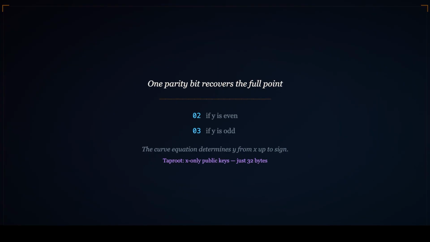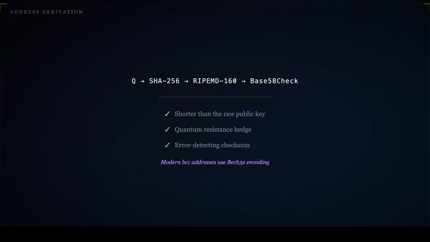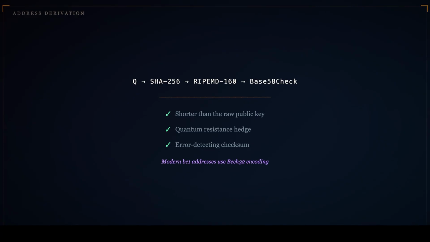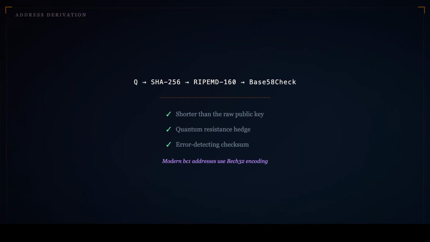A Bitcoin address is derived from a public key through a chain of hash functions. First SHA-256, then RIPEMD-160, then Base58Check encoding. This double hashing provides three benefits: a shorter output than the raw public key, a quantum resistance hedge even if someone could solve the discrete logarithm problem, and an error-detecting checksum. Modern addresses starting with bc1 use Bech32 encoding, but the principle is the same.